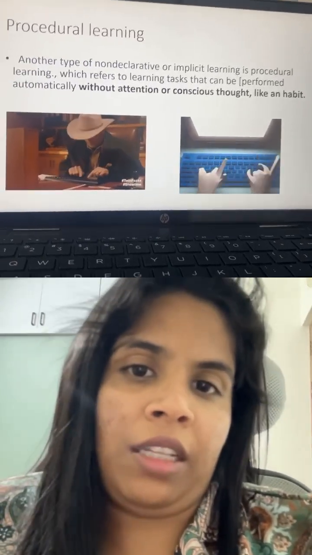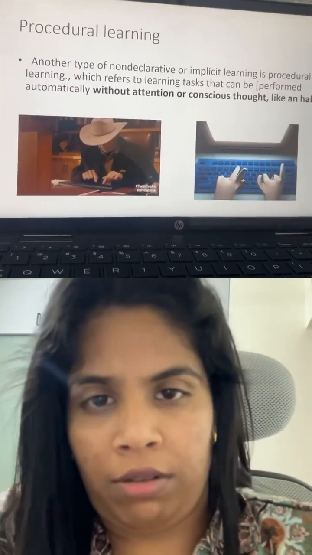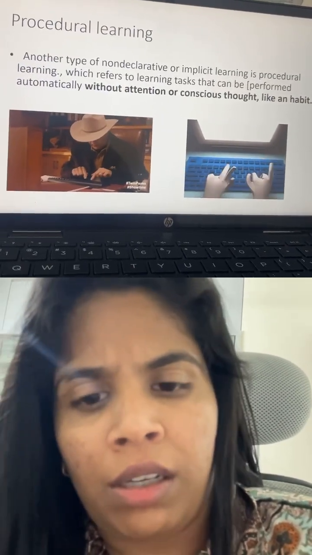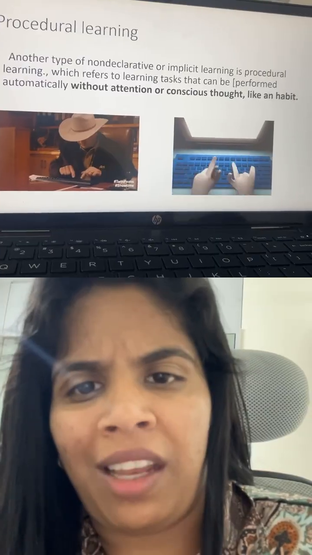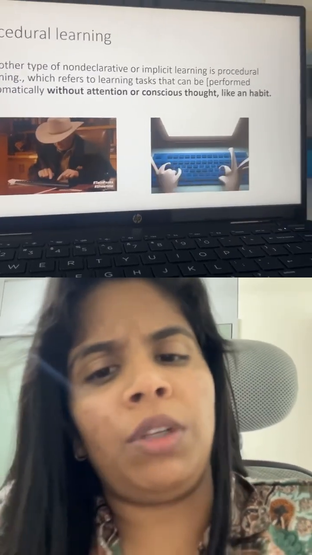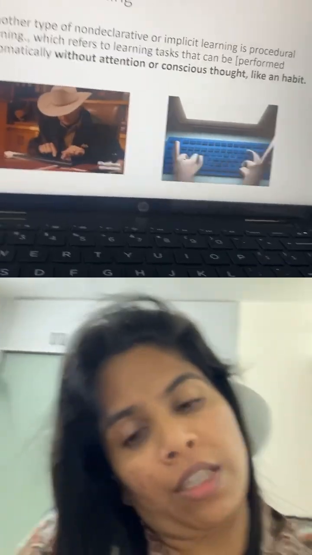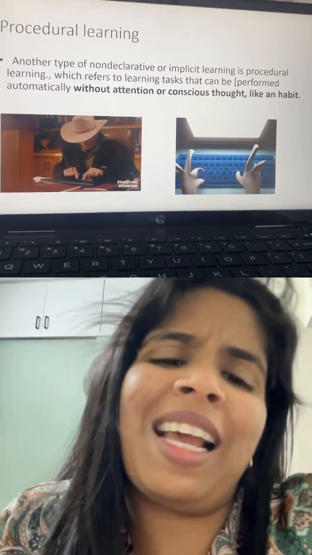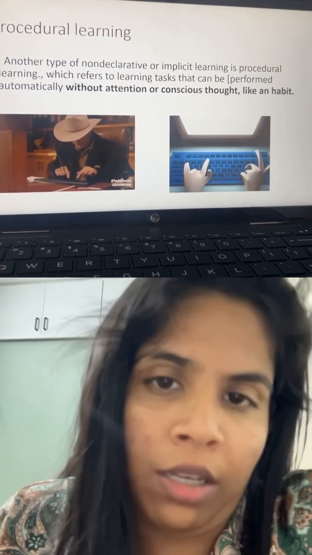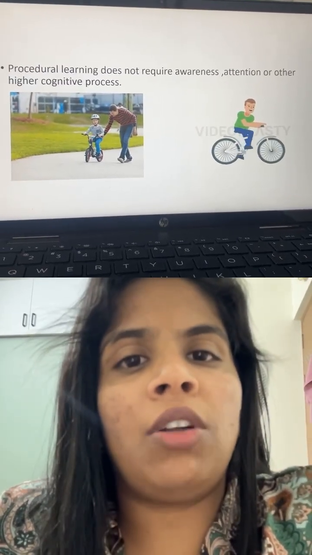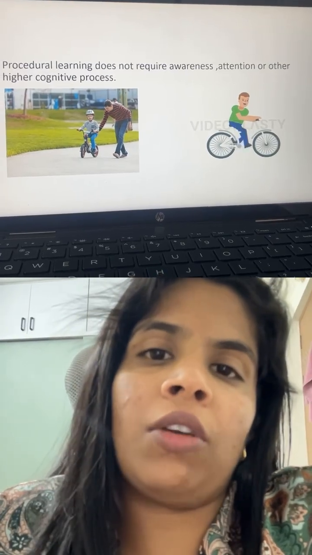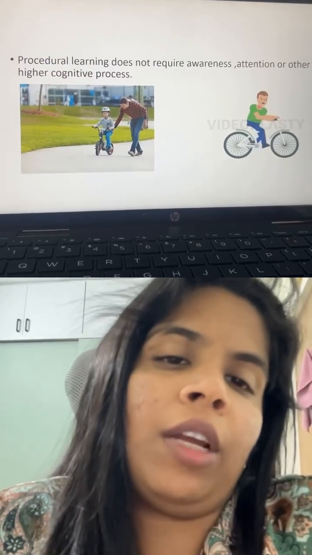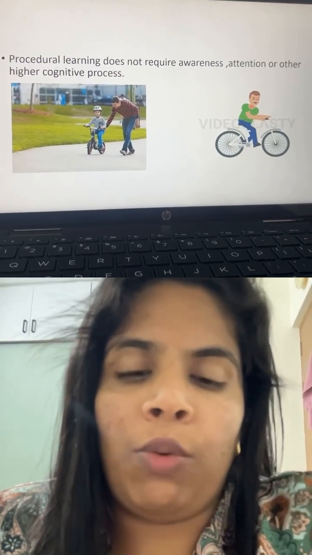So we can see the typing example. An individual is typing some amount of work, and he's typing very slowly, but after a certain period of time the typing speed increases without even looking at the keyboard. This is a typical example of procedural learning. It becomes like a habit to the individual where the keys are placed. Procedural learning does not require awareness, attention, or any higher cognitive process. It means that the process has been learned very well. It doesn't require any cognitive processes. It will be done automatically.